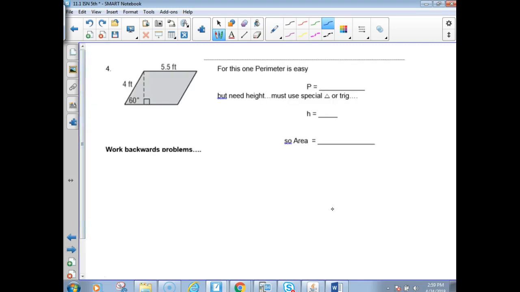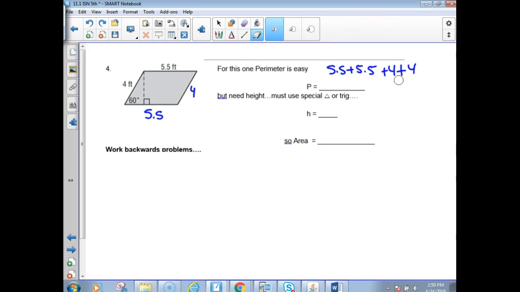All right, moving on. Number 4. For this one, the perimeter is really easy because opposite sides are congruent. So you'll have 2 5s and 2 4s. Don't make the mistake of only adding the 2 numbers that are on there. That's 11 plus 8, that'd be 19. And it's in feet.